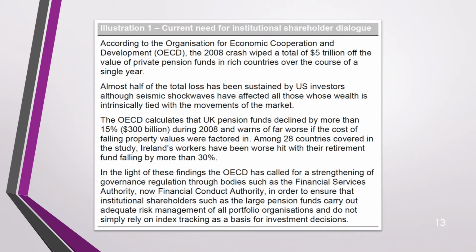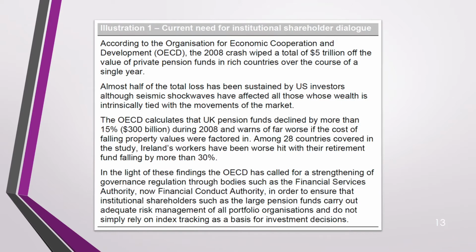And finally, the last paragraph says that according to the findings of the OECD, they understood that there is a need to strengthen governance regulation. All the companies need to be regulated very strongly. They understood the importance. And it should be through a proper body. At that time it was the Financial Service Authority. Now it is called the Financial Conduct Authority. So why were they set up? To ensure that institutional shareholders. Who are the institutional shareholders?